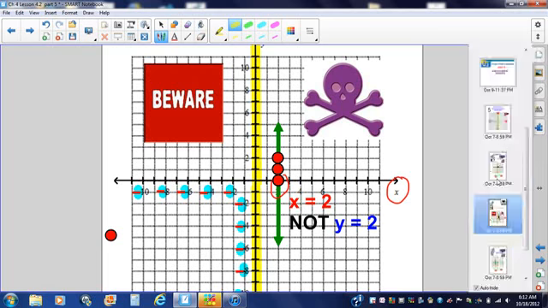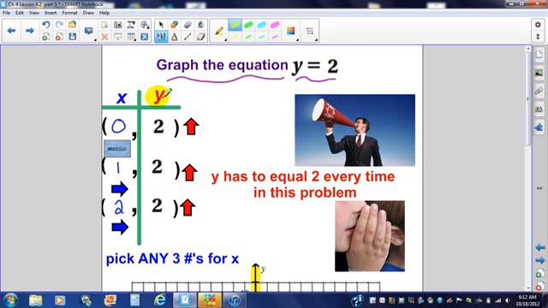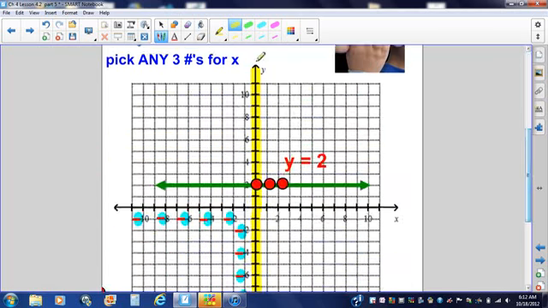If I go back to the first graph, look at your T-chart. Underneath the T-chart, here, everything underneath y equals 2. There's a big difference.